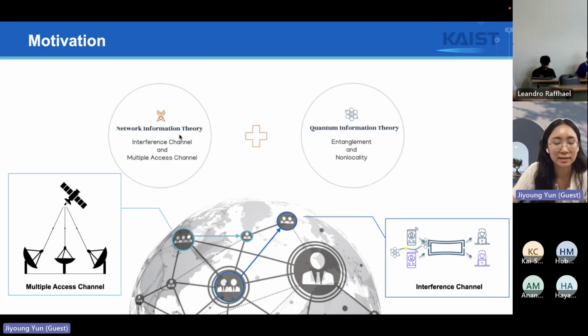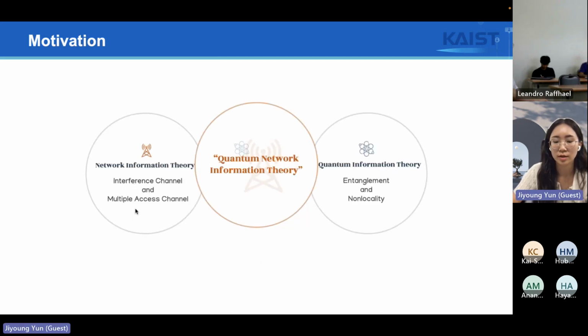So in these network protocols, we're gonna use non-classical correlation, that is entanglement and non-locality, to enhance the efficiency of the channel. So when there are multiple senders like multiple access channel and interference channels, we will consider several senders sharing entanglement and non-local correlation as a resource. These interference channel and multiple access channels are fundamental models in network information theory, and we make use of entanglement and non-locality as a resource in these network channels. So we are developing the quantum network information theory to understand the possibilities or limits of the quantum resource in communication networks.